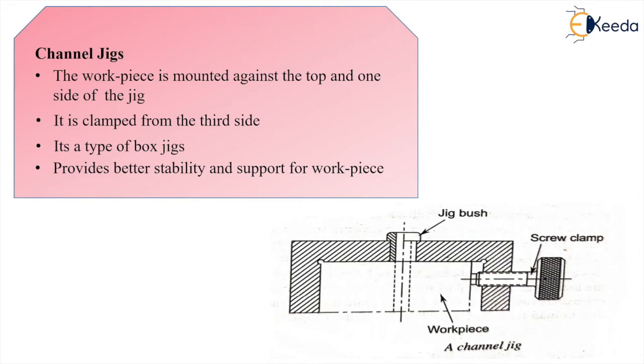Then next we are having a channel jig. Here the workpiece is mounted against the top and one side of the jig. See here, this is the screw clamp, this is the drill bush. Okay, this is the jig bush, and this is our workpiece. So it is clamped from the third side, and it is a type of extension of the box jig, which provides better stability and support for the workpiece. Okay, this is the channel jig.